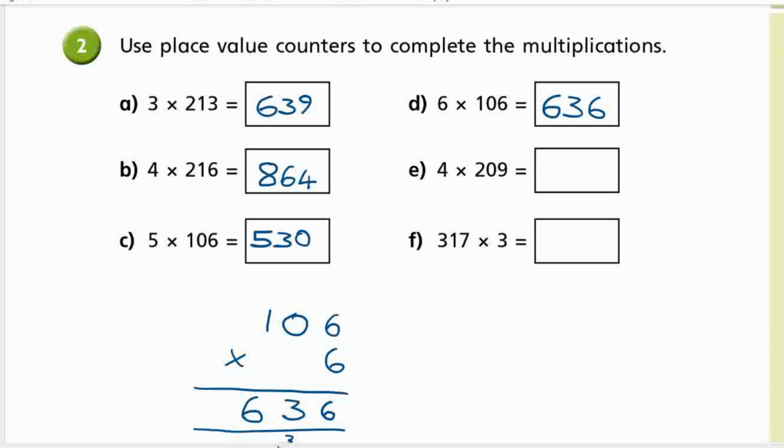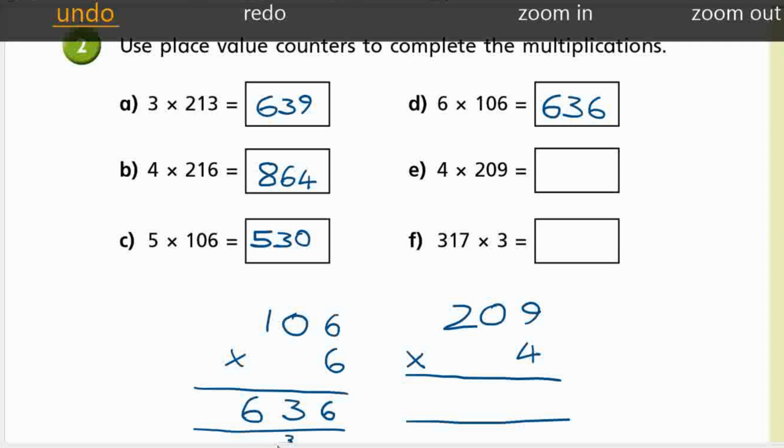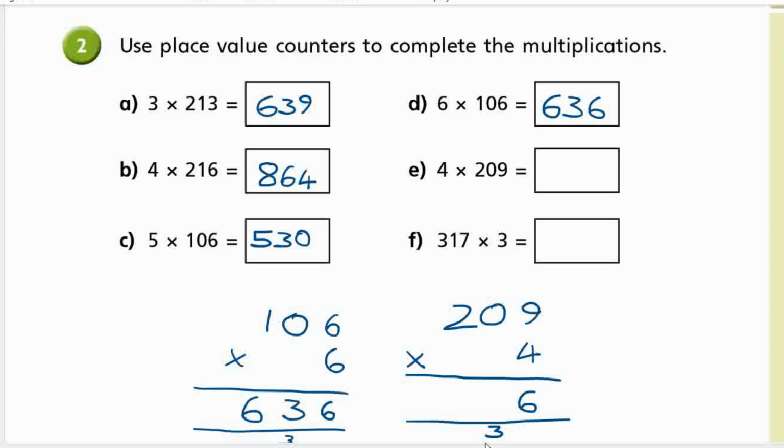Okay, and you can see that if you add 106 to 530, you get an extra 100 and then an extra 6 ones, okay, which gives us 636. Right, E, 209 times 4. 4 times 9. 36, good. 4 times 0. 0, and then we need to add the 3, gives us 3. 4 times 2. 8. So 836 here.